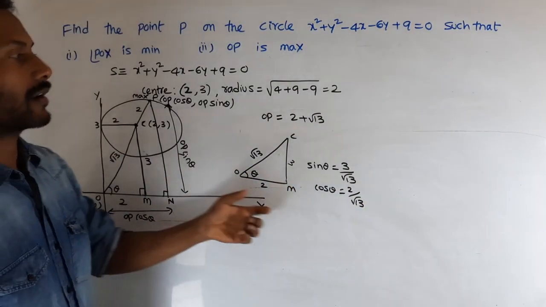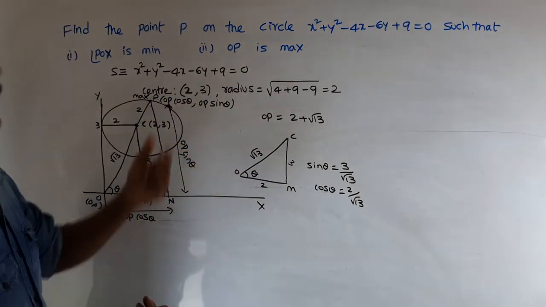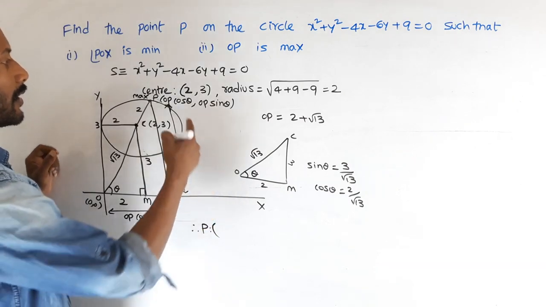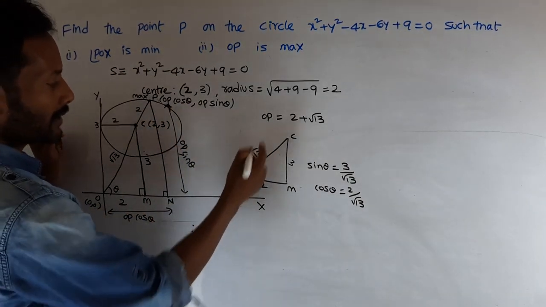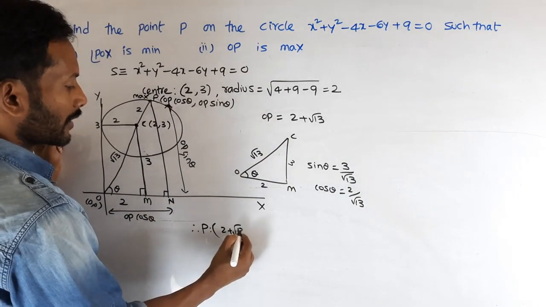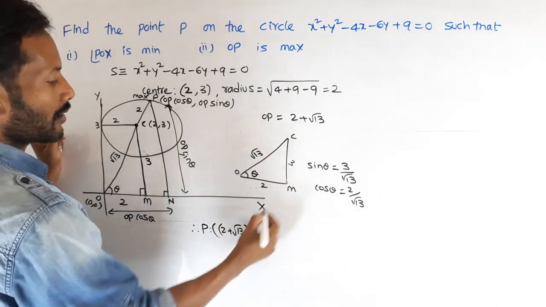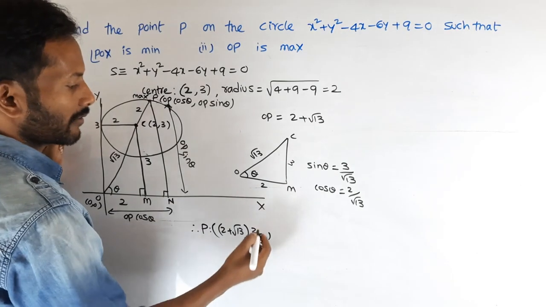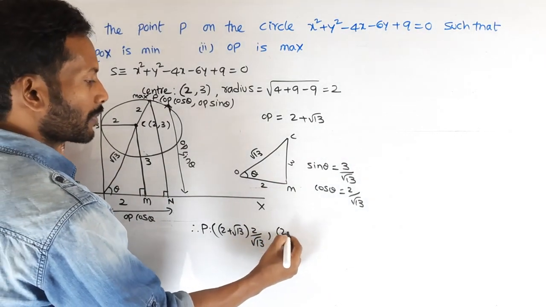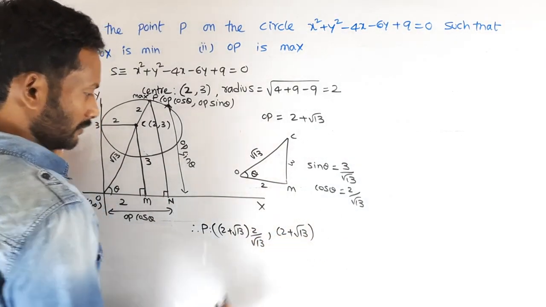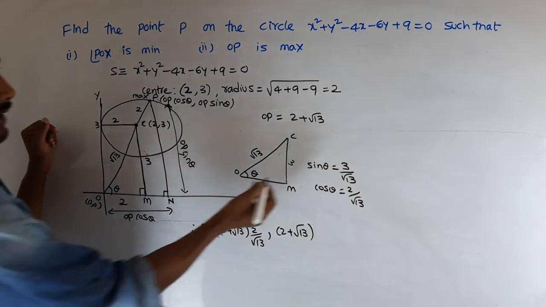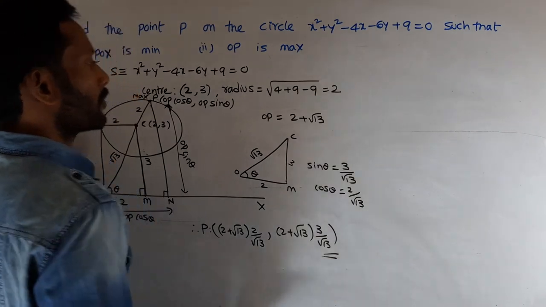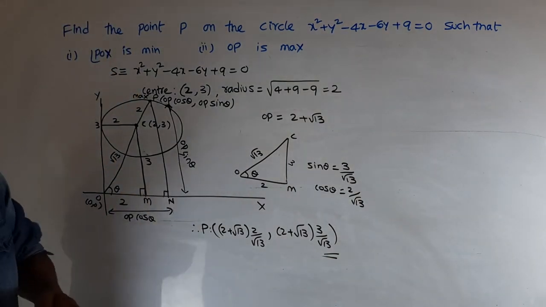So sin theta, cos theta and OP are available. We can find point P. Therefore the x coordinate of point P is OP into cos theta. OP is 2 plus square root of 13, into cos theta. Cos theta is 2 by square root of 13. Next, OP into sin theta gives the y coordinate. OP is 2 plus square root of 13, into sin theta. Sin theta is 3 by square root of 13. So I hope this is clear.